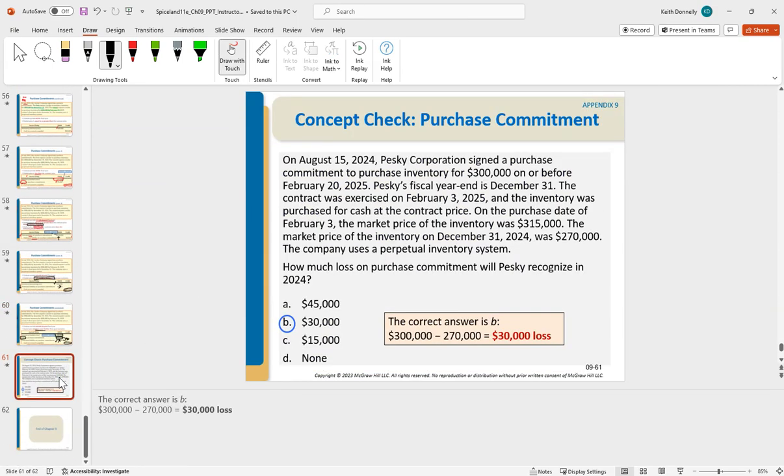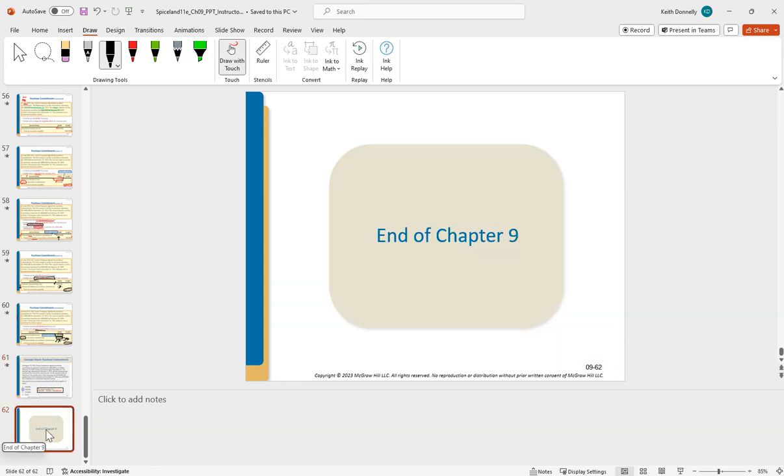Okay. So there's a final MCQ you can look at on there. We're now at the end of chapter 9, so I'm going to stop the recording here.